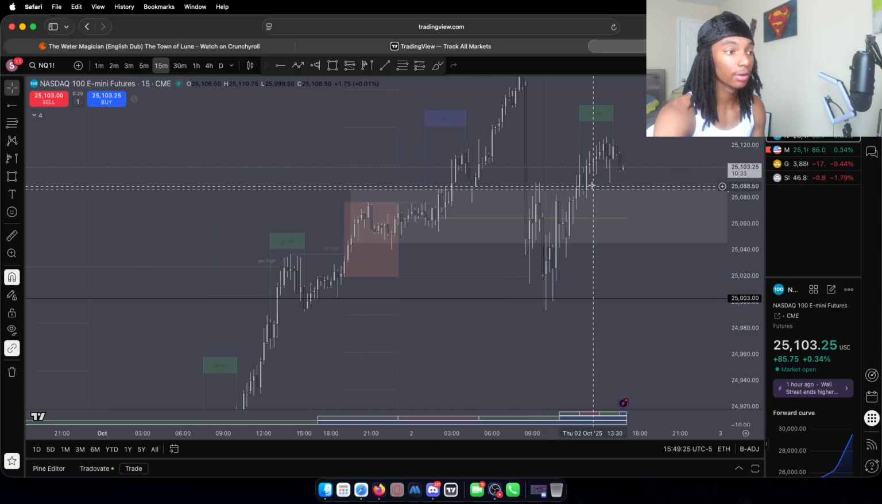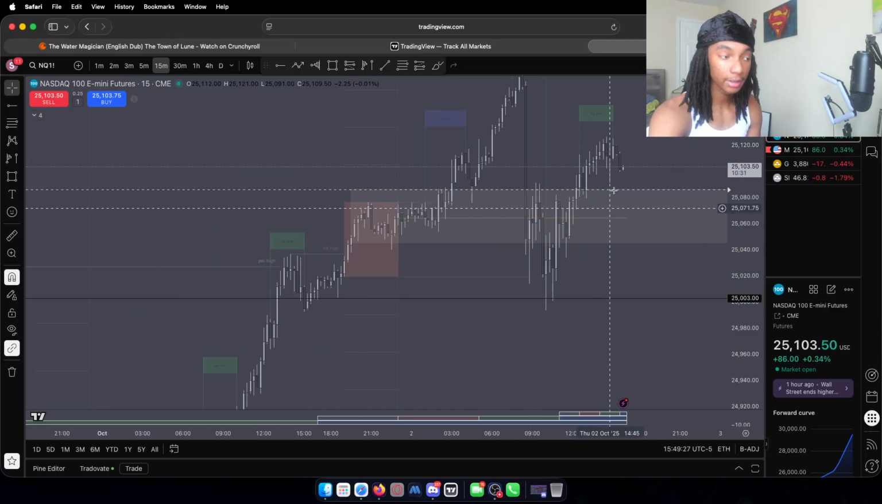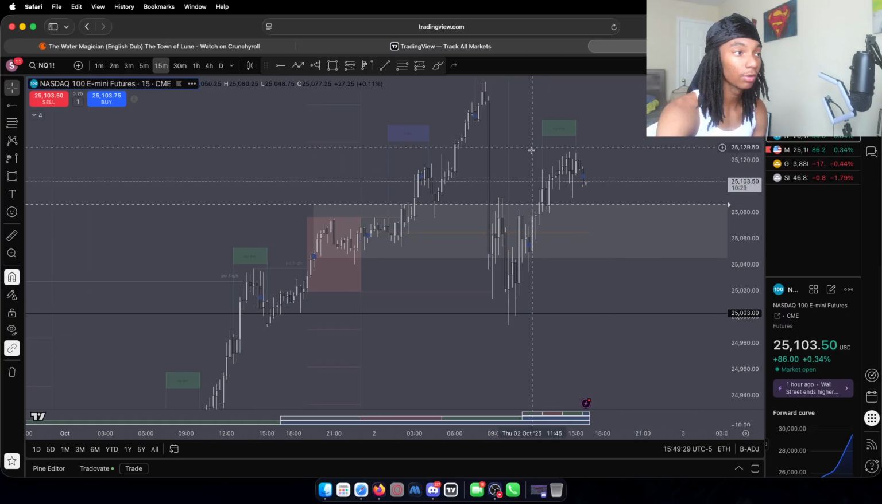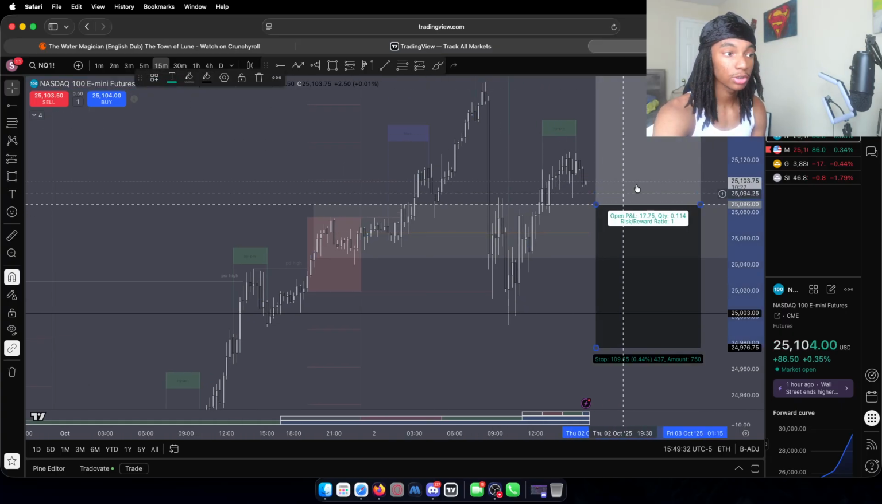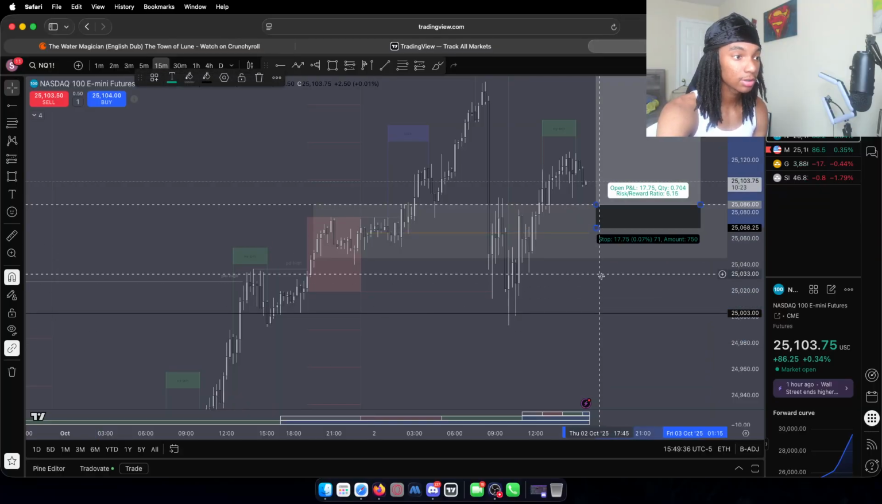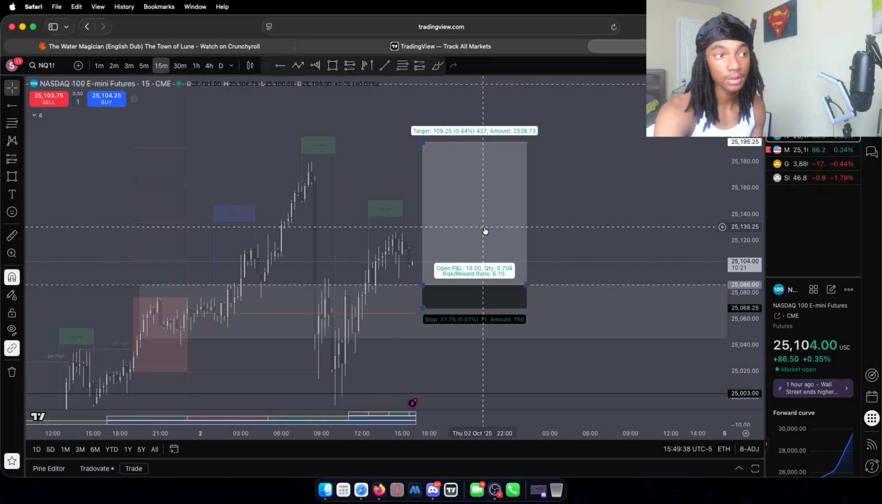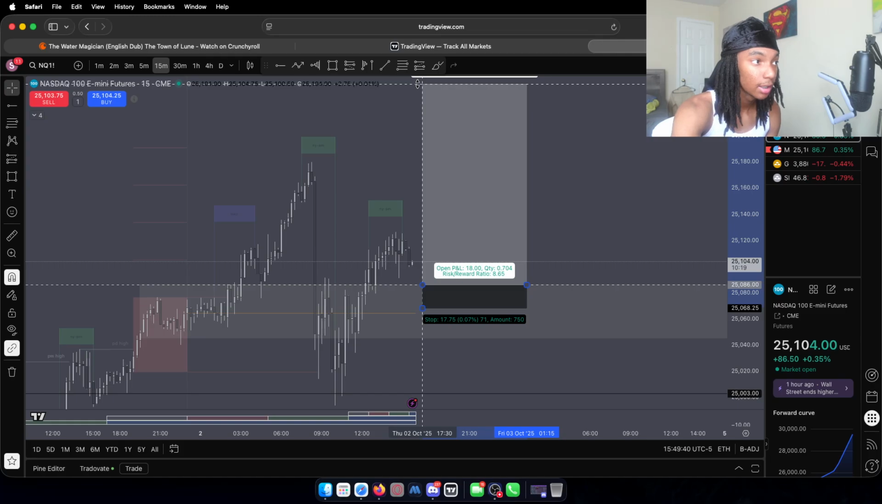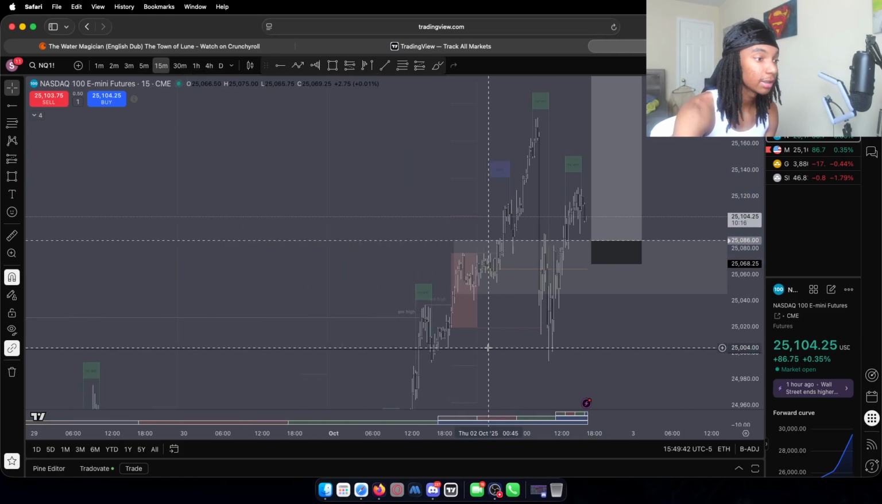So I knew this area right here is going to be a good area where I can look for buys again. When the trading session opens up, I can use this area for buys. Stop loss somewhere like that, and I can aim for these highs up here, or I can even aim for these highs, right?